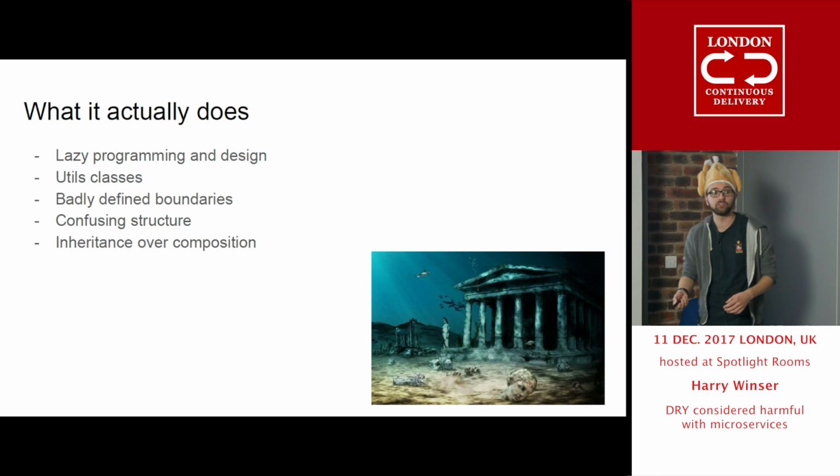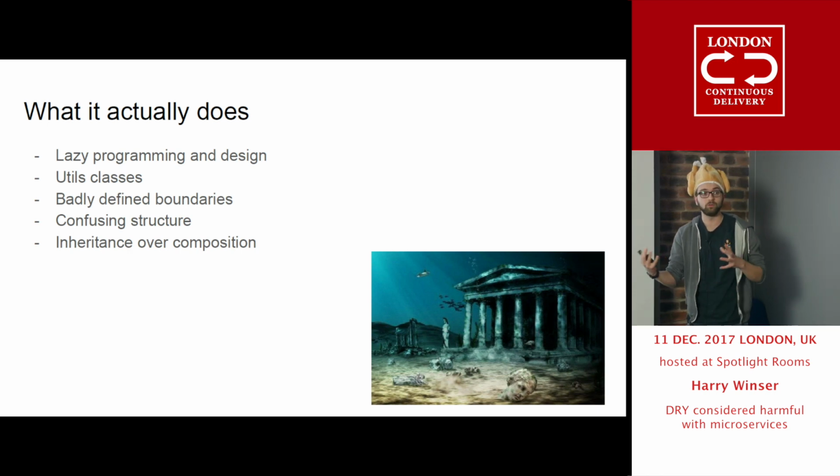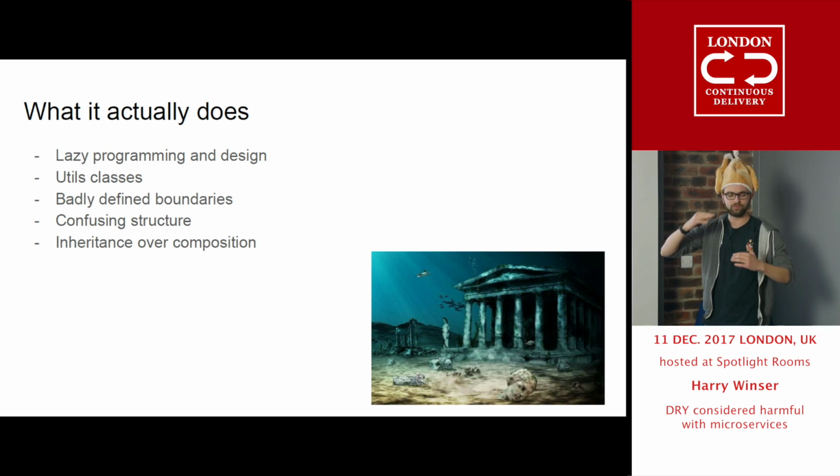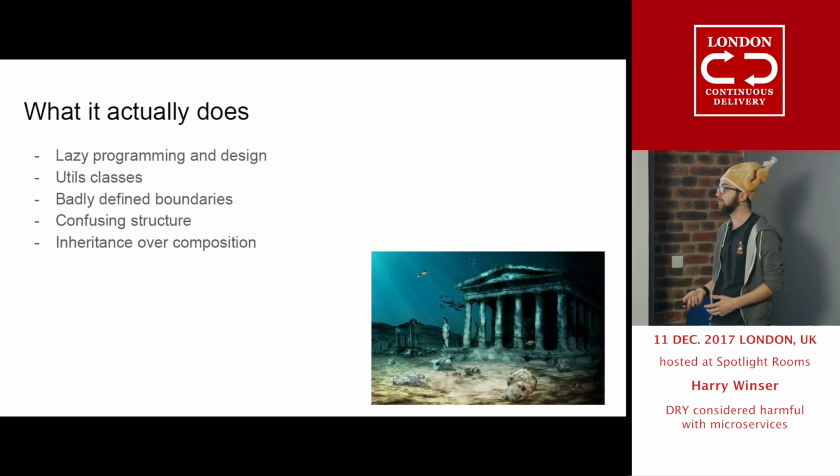It leads to a confusing structure. I've seen monoliths that have loads of utils classes that have loads of shared code all over the place, and you suddenly get loads of different package structures. You get loads of different things all over. It causes lots of confusion and makes very bad code.